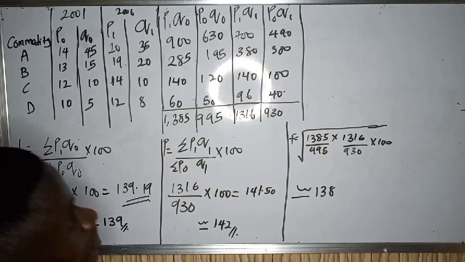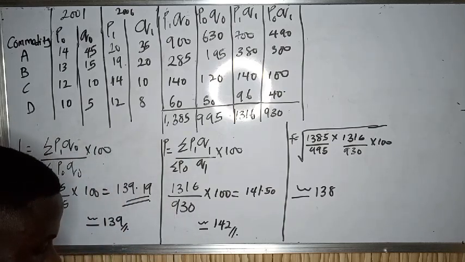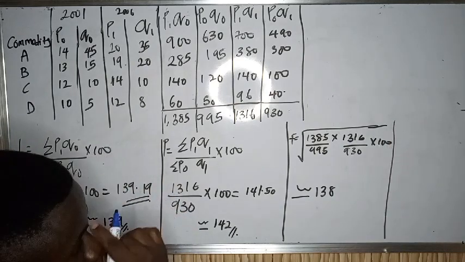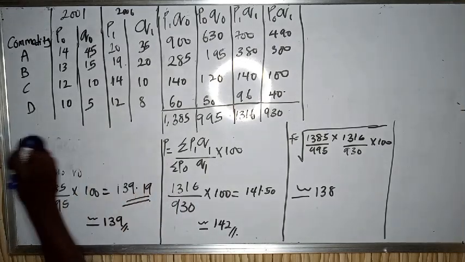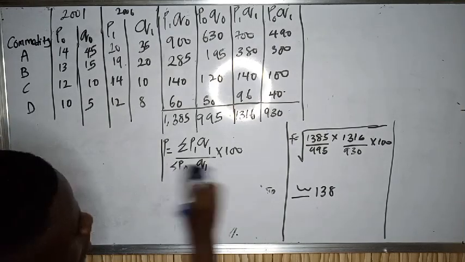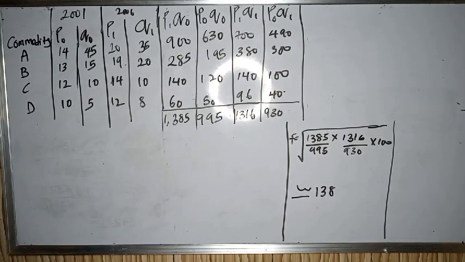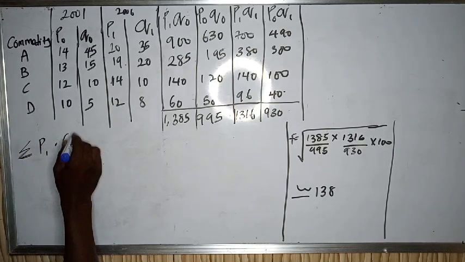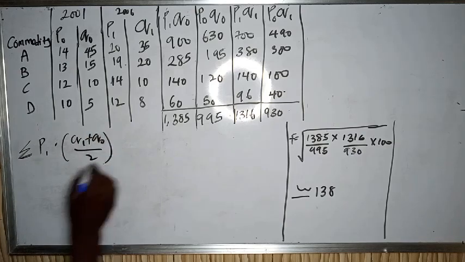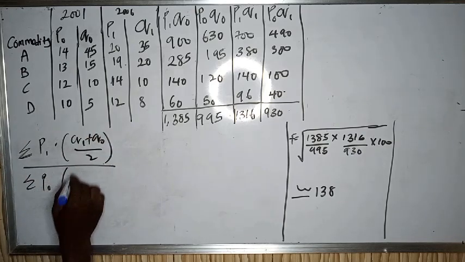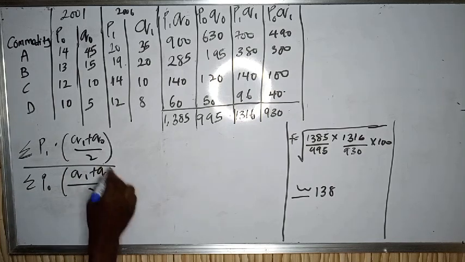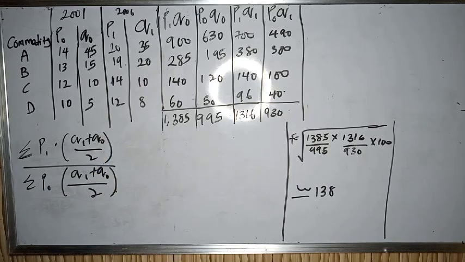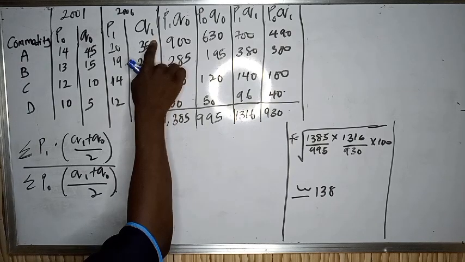So for Marshall Edgeworth, the formula goes thus. Let me write this off so that we can use that same place for Marshall Edgeworth. The formula for Marshall Edgeworth is simply summation P1 multiplied by Q1 plus Q0 over 2, over summation P0 multiplied by Q1 plus Q0 over 2. So we need to get Q1 plus Q0 over 2. That means new quantity plus old quantity divided by 2.